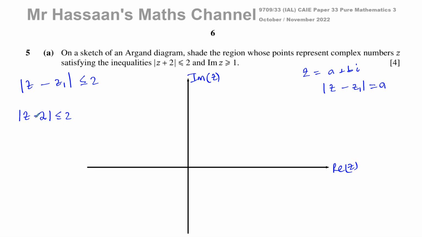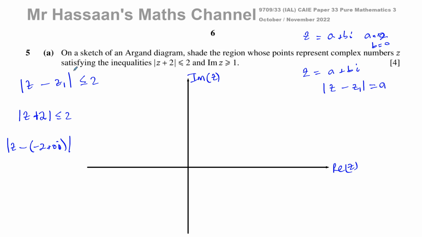If z plus 2 is less than or equal to 2, we have to express this with a minus here. So I'm going to put z minus, and then here a minus 2. It's like you've got your complex number z is a plus bi. In this case, a is equal to minus 2, and b is equal to 0. You can think of it as minus 2 plus 0i. There's no i component, it's just minus 2.